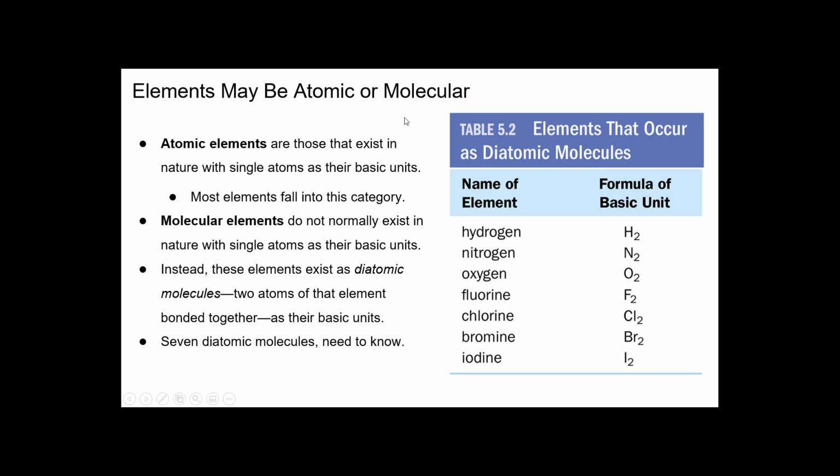So atomic elements are single atoms, and that's how they are in nature as basic units. Most elements fall into this category. However, molecular elements do not exist like that. They exist as more than one unit. So we call them diatomic. That's 2 atoms, and there are 7 of them: hydrogen, nitrogen, oxygen, fluorine, chlorine, bromine, and iodine, all nonmetals.